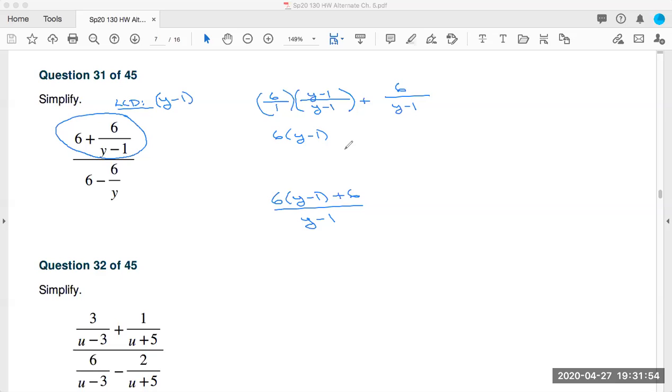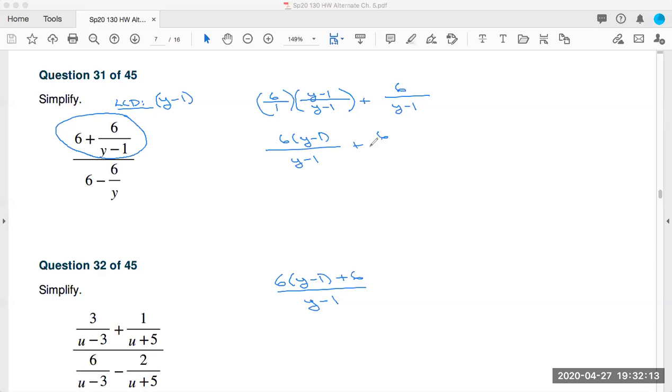Let me move that down a little bit, sorry. Okay, so we have 6 times quantity y minus 1 over y minus 1 plus 6 over y minus 1. And that would turn into 6 times y minus 1 plus 6 over y minus 1 like we have down below.